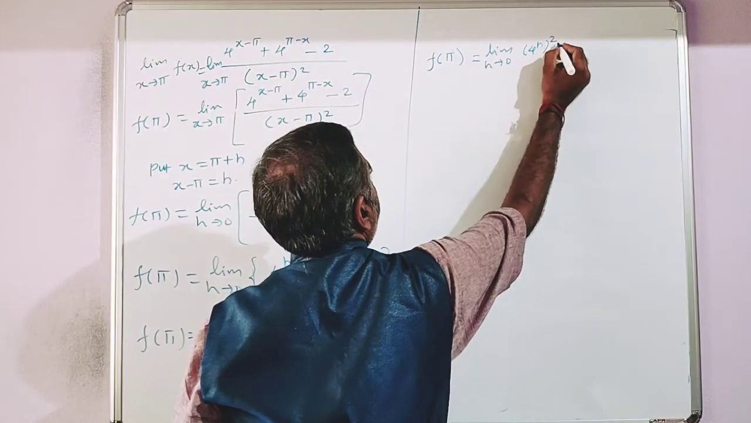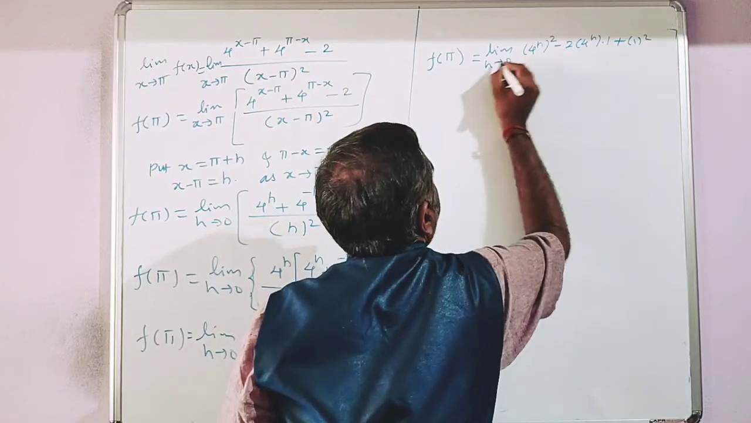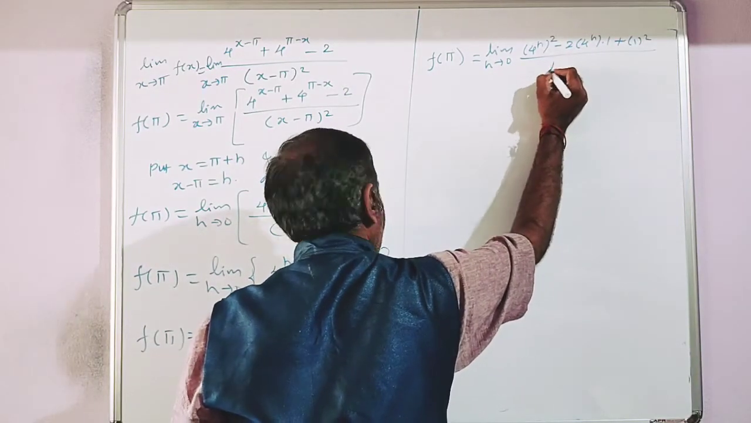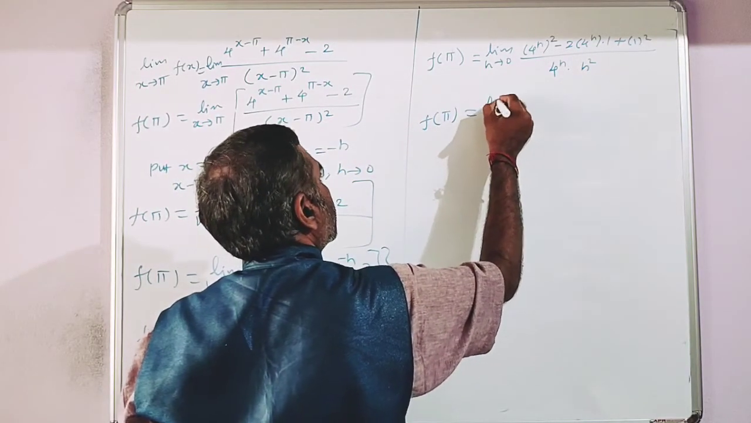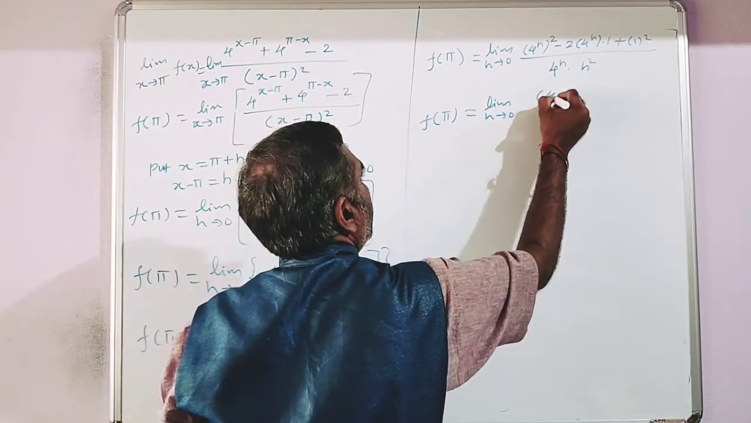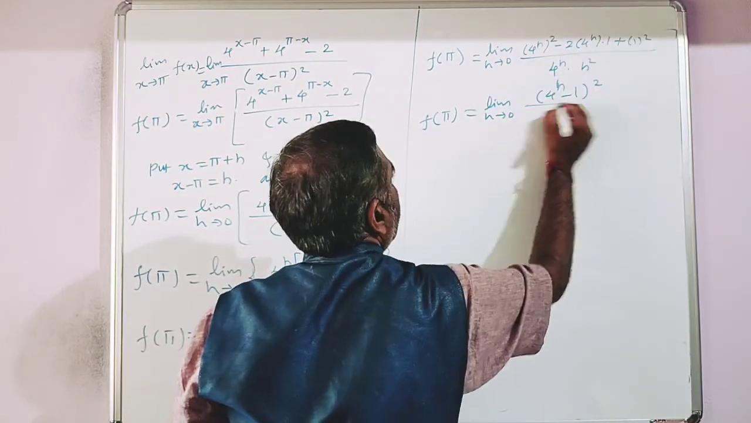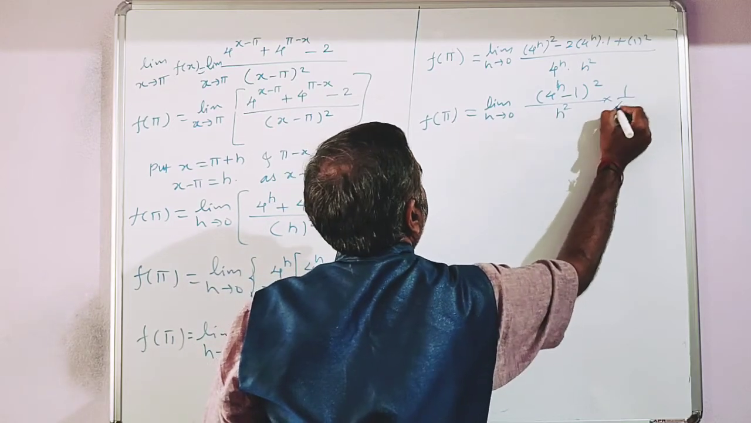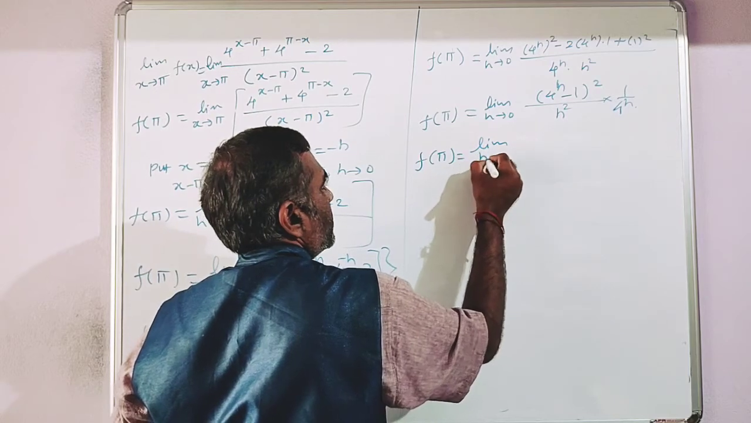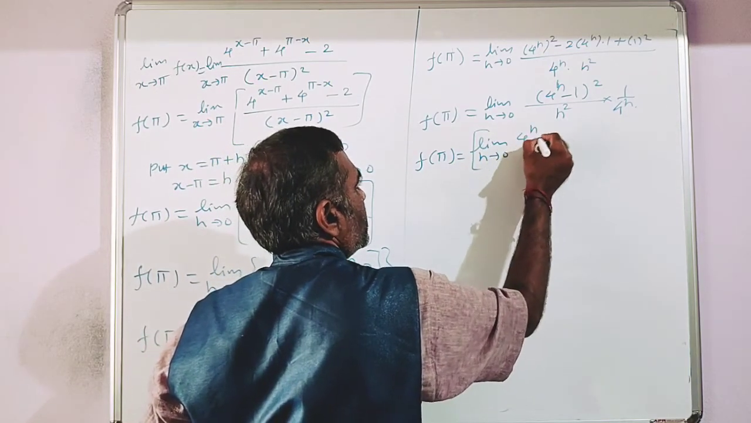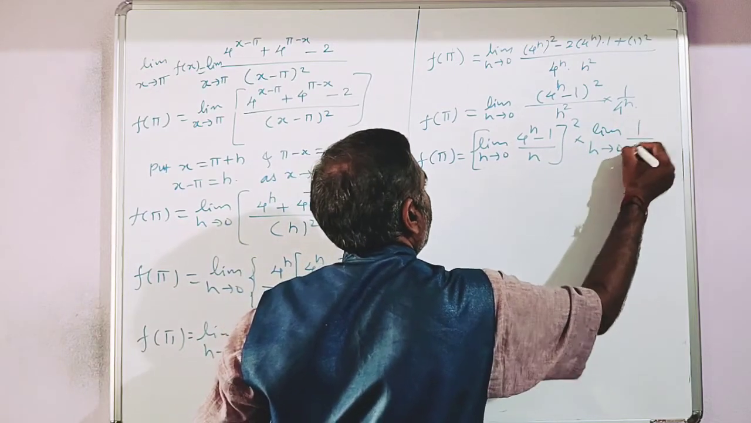Now f of pi is equal to limit as h tends to 0 of 4 to the h bracket square minus 2 into 4 to the h into 1 plus 1 square, whole divided by 4 to the h into h square. Now f of pi is equal to limit as h tends to 0 of 4 to the h minus 1 whole bracket square, a square minus twice ab plus b square upon h square, into 1 upon 4 to the h as it is. So f of pi is limit as h tends to 0 of 4 to the h minus 1 upon h whole bracket square into limit as h tends to 0 of 1 upon 4 to the h.